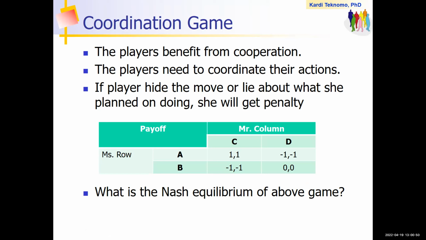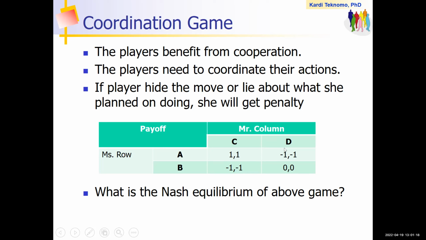So let's start with a simple coordination game like this. You have 2 players, A and B, Mr. Row and Mr. Column as usual. Mr. Row has 2 strategies, A or B, and Mr. Column has 2 strategies, C or D. Now, if they coordinate, so if Mr. Row plays A and Mr. Column plays C, both will get 1.